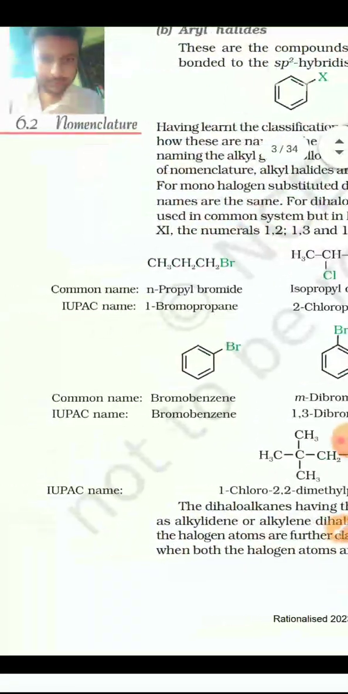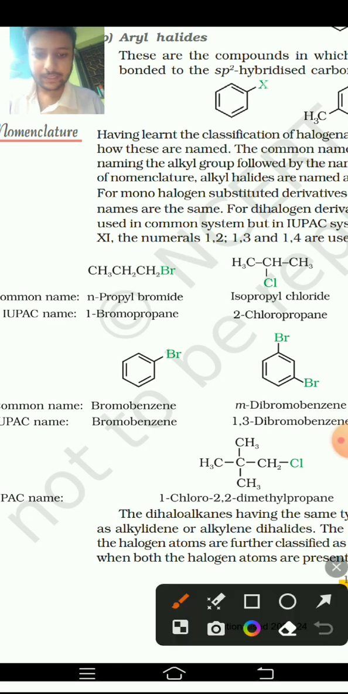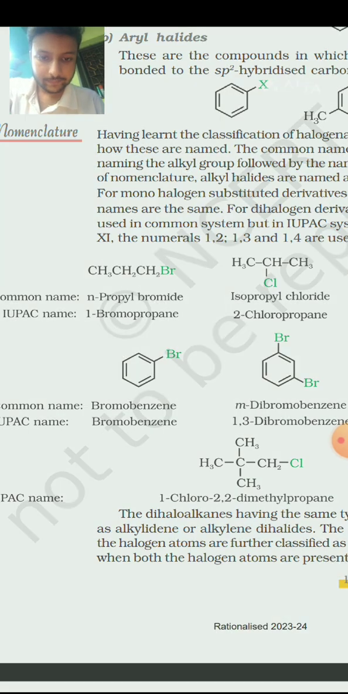Okay, let's go to the haloarenes and nomenclature of the haloarenes. So in this case you could see that the benzene ring is there, and with any one carbon of the benzene ring, a Br, a halogen, is attached. So how to name this? Coincidentally, if you look carefully, the common name and the IUPAC name are the same for this compound: bromobenzene. Clear? Great. Let's move on.